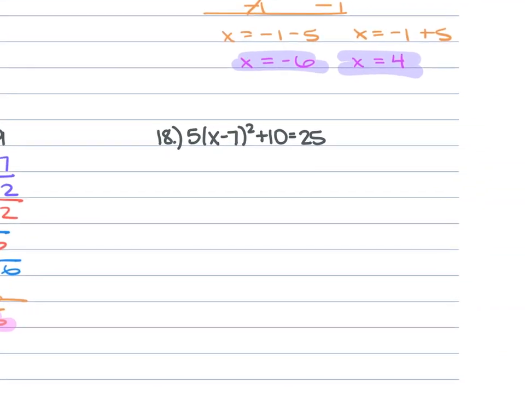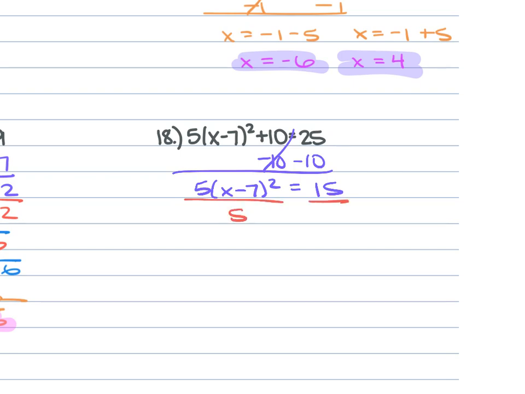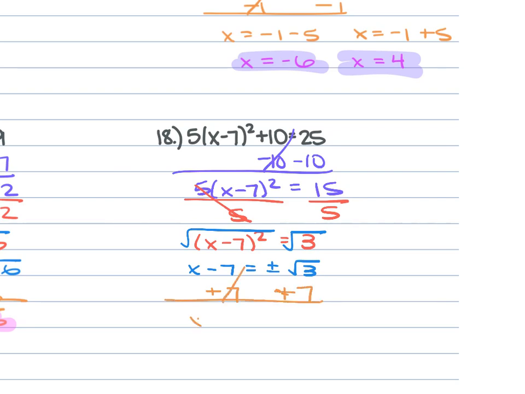For 8, we have 5(x − 7)² + 10 = 25. So we're going to subtract the 10 from each side. We get 5(x − 7)² is equal to 15. We divide each side by the 5. We have (x − 7)² is equal to 3. Take the square root of both sides. x − 7 is equal to plus or minus the square root of 3. Add the 7. We have x is equal to 7 plus or minus the square root of 3.